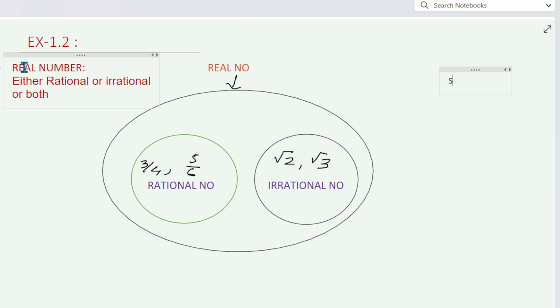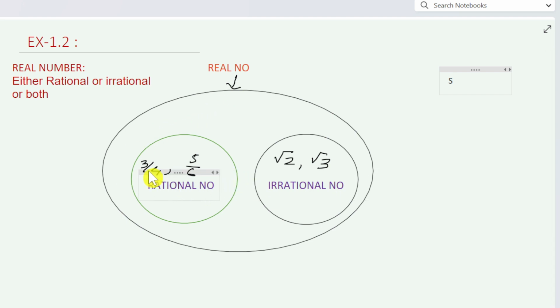We have seen so many types of numbers, isn't it? Natural, whole numbers, integers, rational numbers, irrational numbers. So now we'll see what is a real number. See the diagram. This is my real number. If I take the big circle as the real numbers, inside it you can see two circles: one is rational numbers, one is irrational numbers.